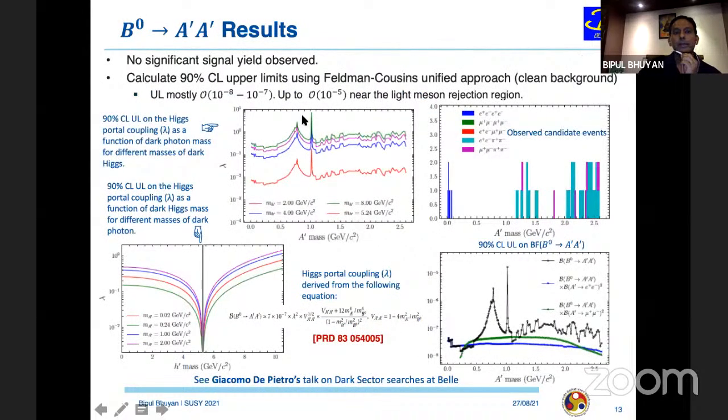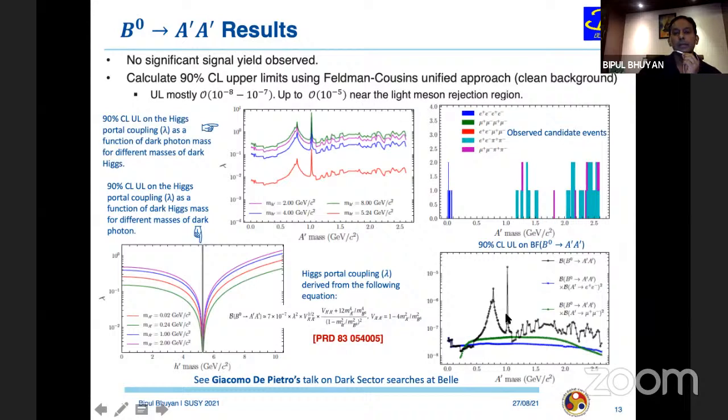So here is a result from this particular search for a B0 going to A prime. We have not seen any significant signal yield here. You can see the observed candidate events in this particular plot. Everything seems to be consistent with the background. So in the absence of any significant signal yield, we put an upper limit in the range of 10 to the minus 7 to 10 to the minus 8.